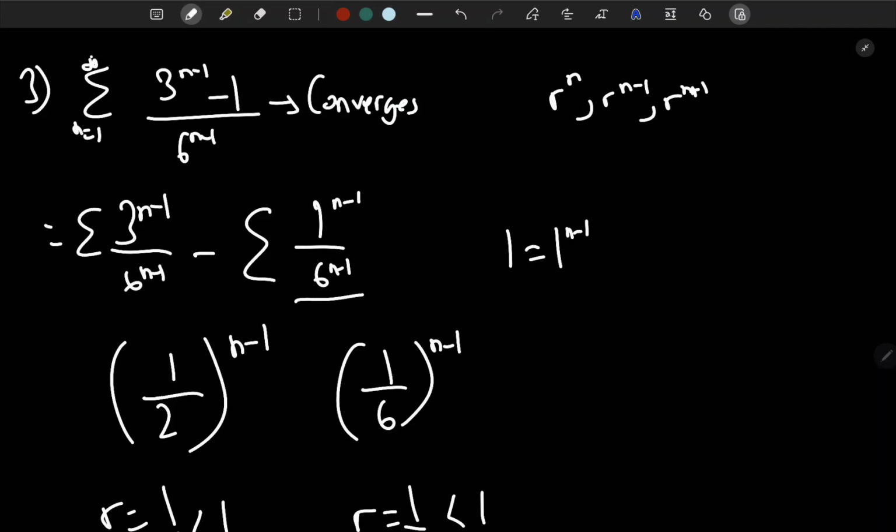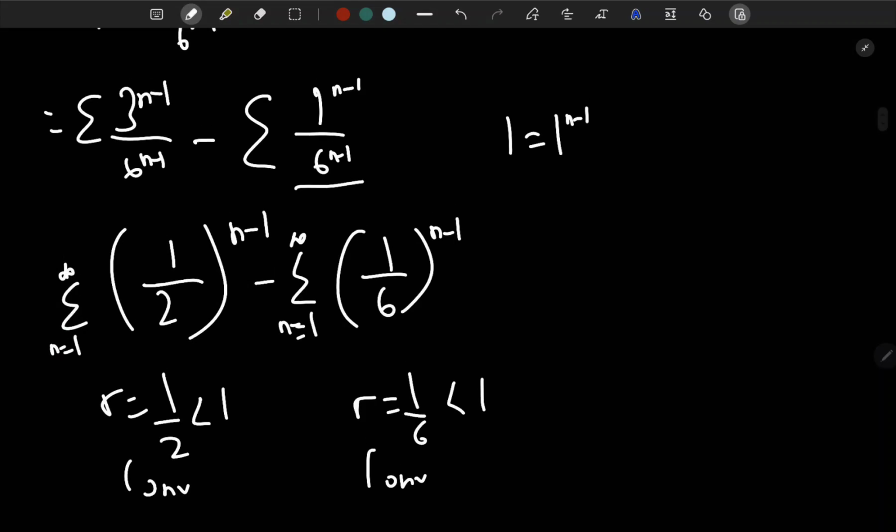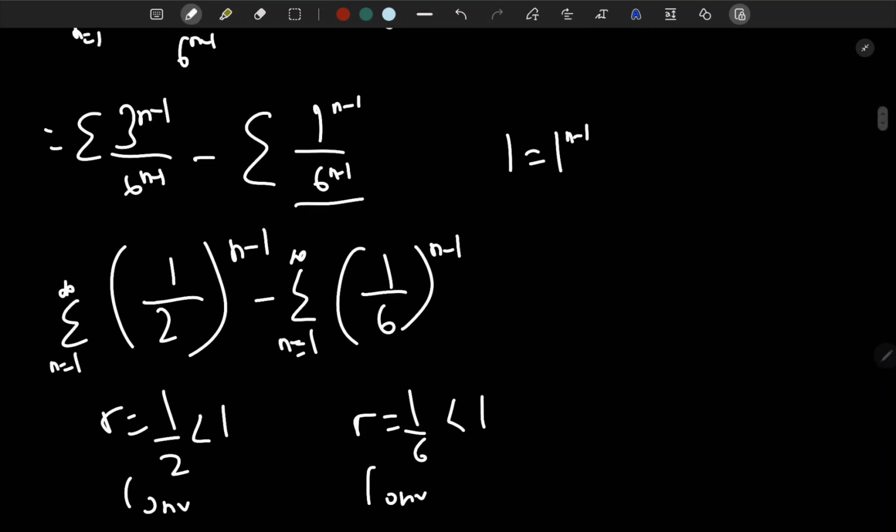And to find what sum, we can find the sum of each of these individually. So actually this is supposed to be minus sigma of n is equal to 1 all the way to infinity, and the same thing over here, n is equal to 1 to infinity, since we just split this fraction into two separate parts.